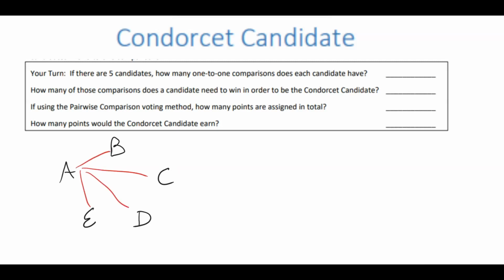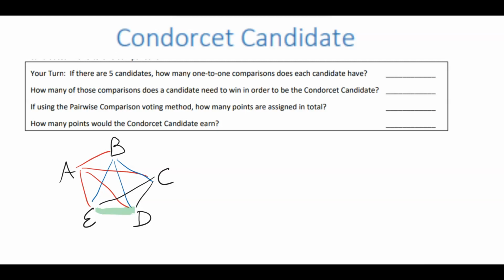4 comparisons. B would need 3 additional comparisons. C would need 2 more comparisons. And finally, D would need 1 additional comparison. If you look at these, every candidate has been compared with everyone else.